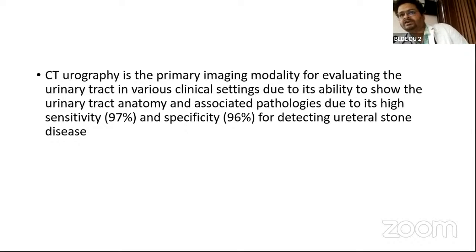CT urography, that is the contrast enhanced CT scan of the kidney, ureter, and bladder, is the primary imaging modality for evaluating the urinary tract in various clinical settings due to its ability to show the urinary tract anatomy with precision and associated pathologies. It has high sensitivity and specificity, both more than around 95%, to detect ureteral stones and various other pathologies.